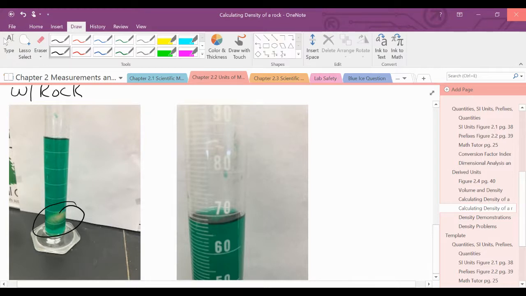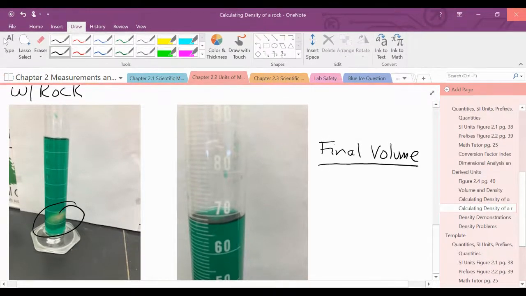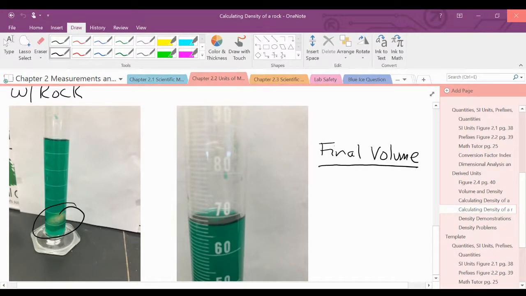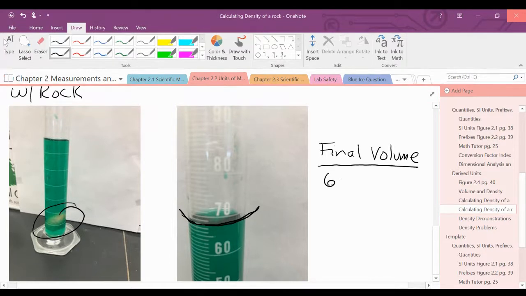And so you can just see the numbers here. I couldn't zoom in enough to show you the rock at the bottom and the numbers that you need to see. So again, I'm going to read from the bottom of my meniscus here. And so it's 68.0 milliliters.